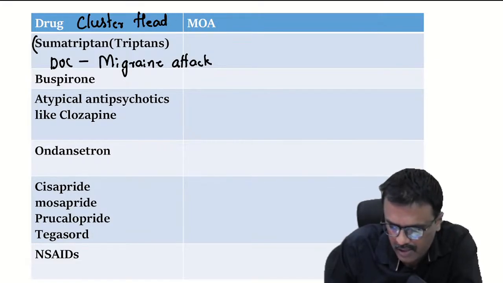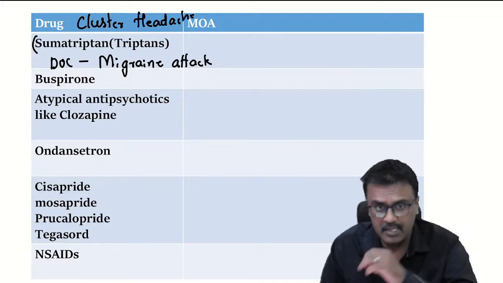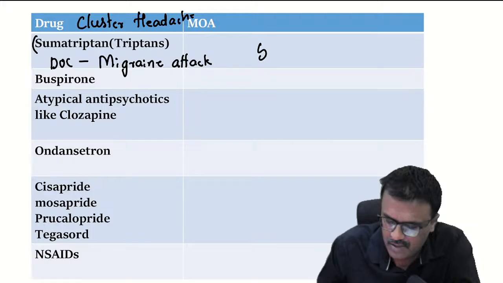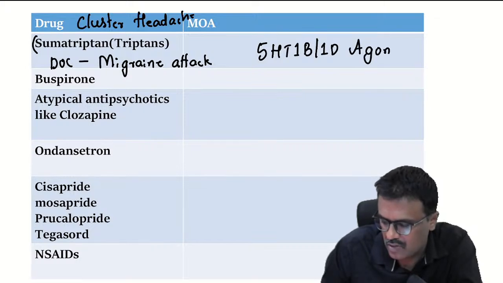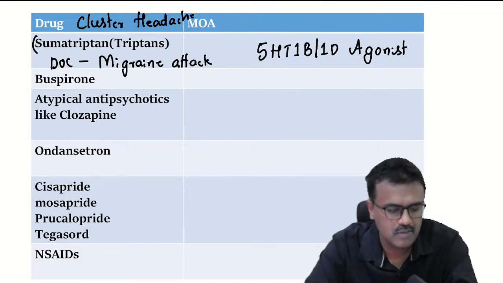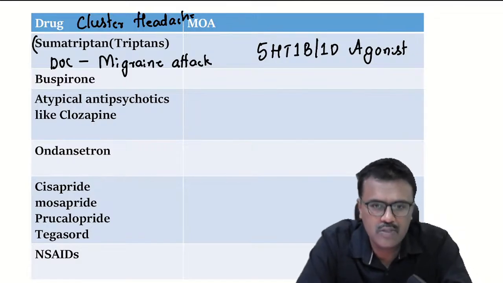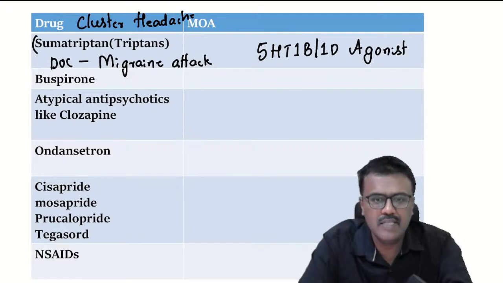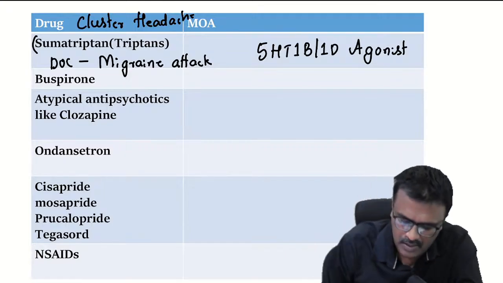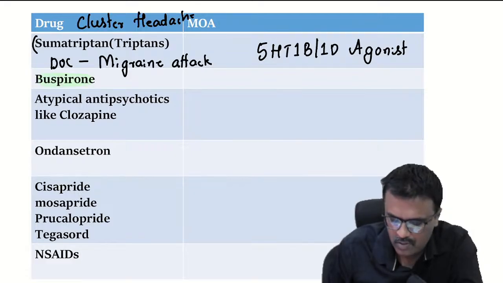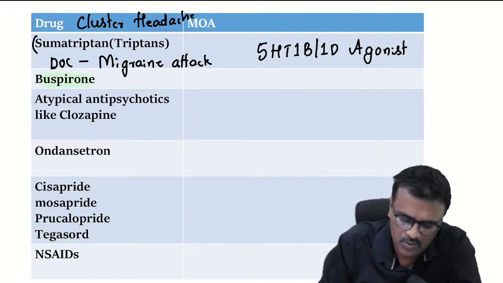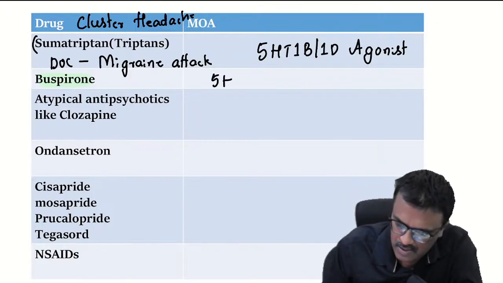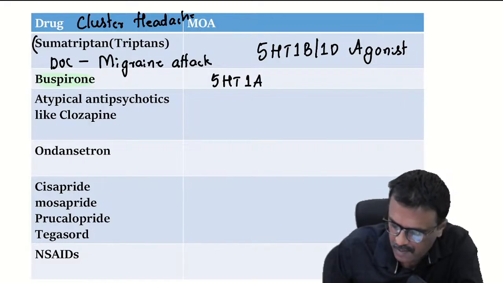But what is the mechanism of action of sumatriptan? It's a 5-HT 1B 1D agonist. The sumatriptan is a serotonin agonist. Not only that, it also decreases nausea and vomiting, it also decreases calcitonin gene-related peptide. Then you can see a drug by the name buspirone. If you see the snake bus, you will have anxiety. So buspirone is used for anxiety. The mechanism is it's a 5-HT 1A partial agonist.